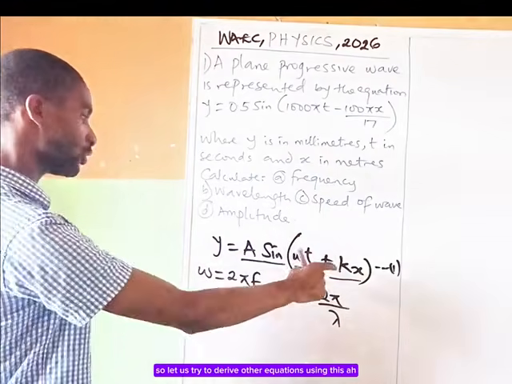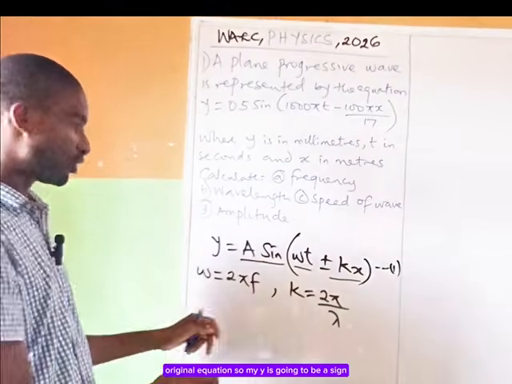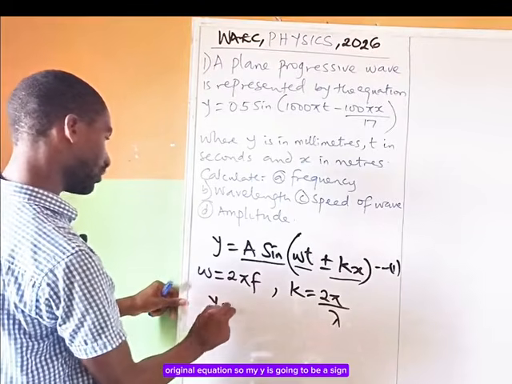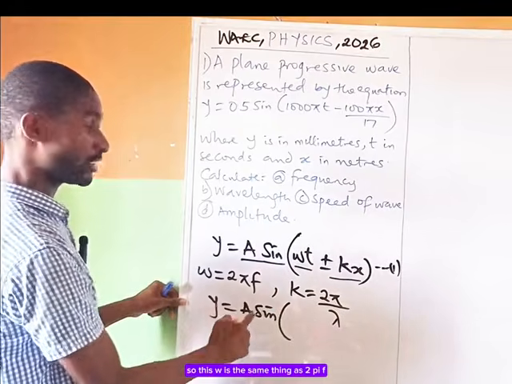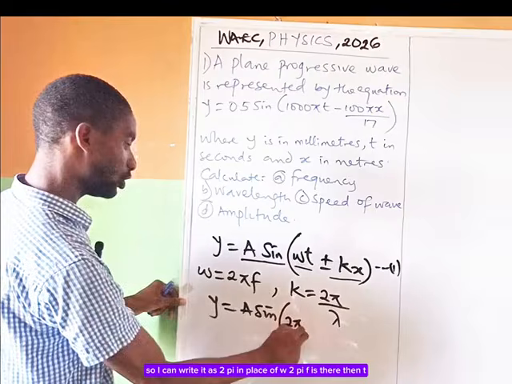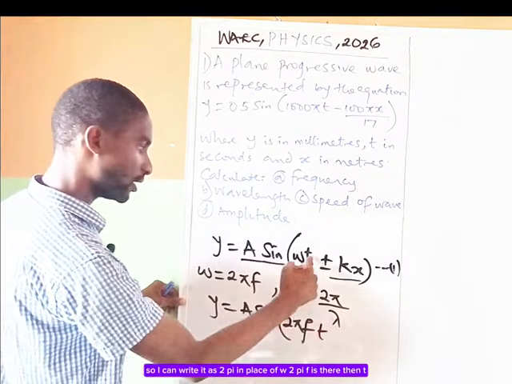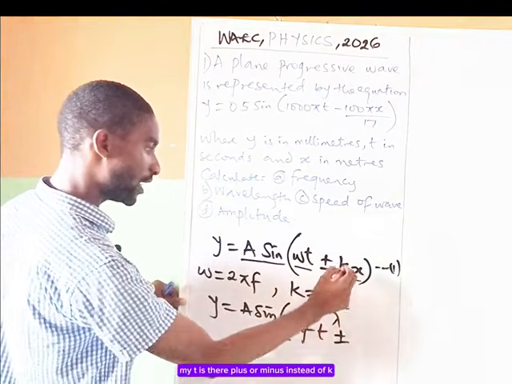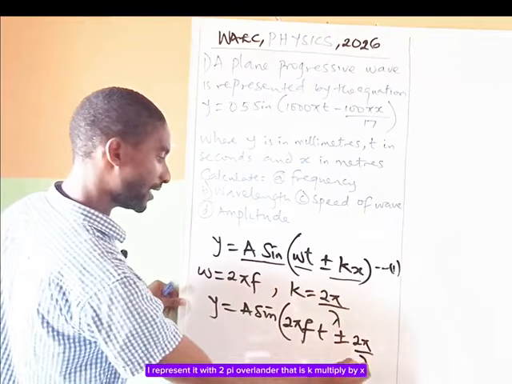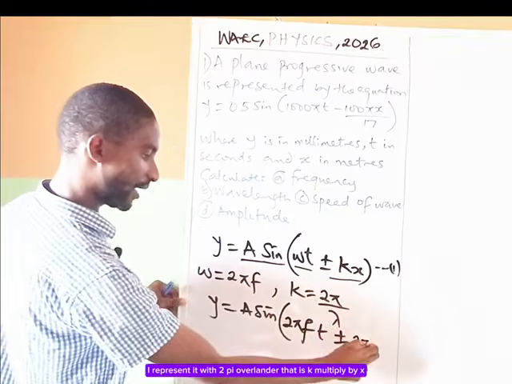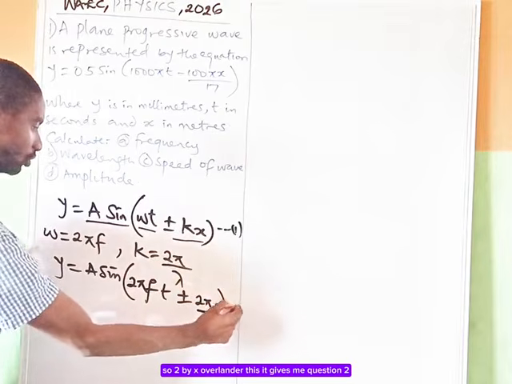Now, let us try to derive other equations using this original equation. So my y is going to be a sine. This w is the same thing as 2 pi f, so I can write 2 pi f in place of w, then t, plus or minus, instead of k, I represent it with 2 pi over lambda, that is k, multiplied by x, so 2 pi x over lambda. This gives me equation 2.